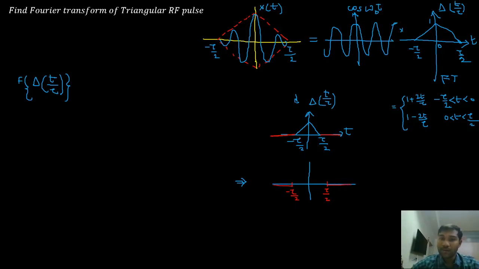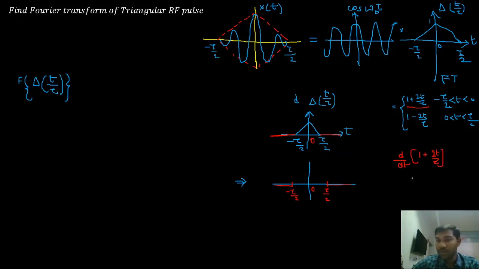In the range minus tau by 2 to 0, what will my signal look like? It is 1 plus 2t by tau. Now I have to differentiate with respect to t, right? So differentiate the first equation here, d by dt of 1 plus 2t by tau.